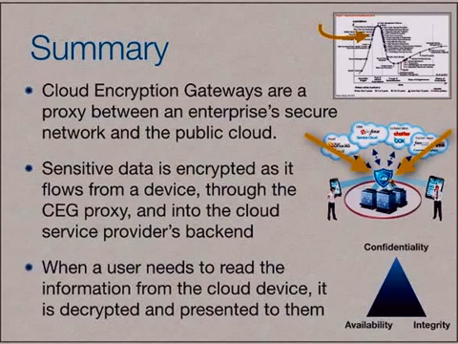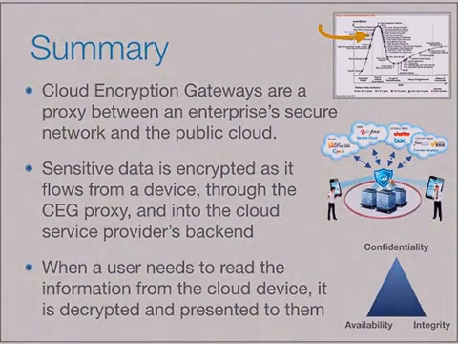Let's first recall that a cloud encryption gateway is a proxy between an enterprise's secure network and the public cloud. Sensitive data is encrypted as it flows from a device through the CEG proxy and into the cloud service provider's backend. Sensitive information is not stored in the cloud service provider's backend without first being encrypted. When a user needs to read the information from the cloud, it is decrypted and presented to them on their computer screen just as it would be if it were not encrypted, providing a seamless experience for authorized users while also a secure experience for the enterprise at large.